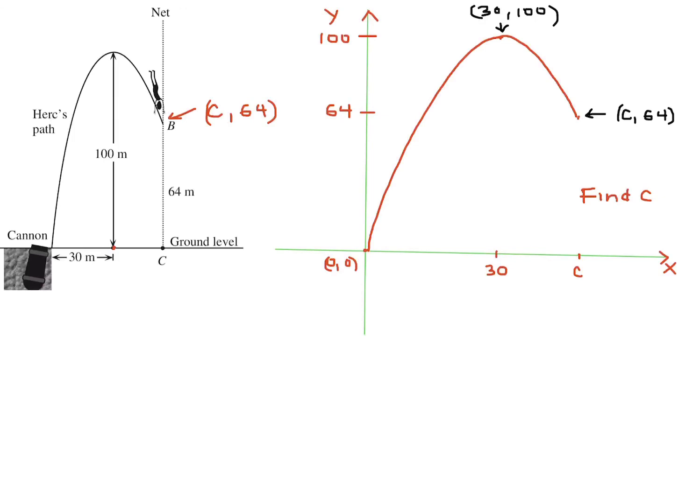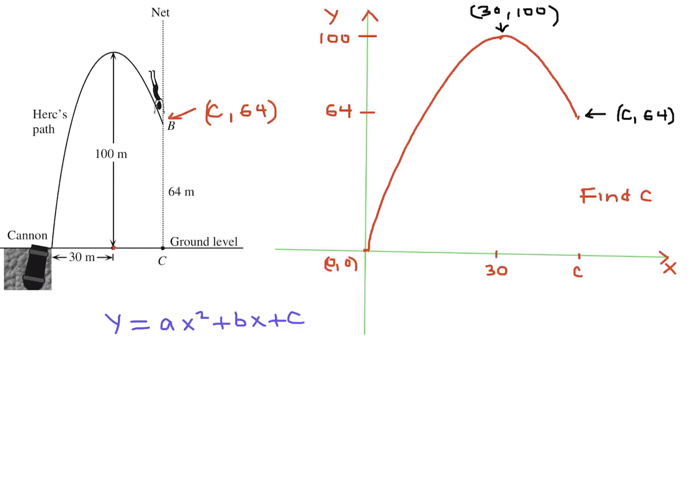Okay, so let's now proceed with our question. We know that basically all parabolas have the form y is equal to ax squared plus bx plus c. Now, we don't know any of these a, b, and c's yet, but we have several points. We have (0, 0), we have (30, 100), and we have (c, 64).